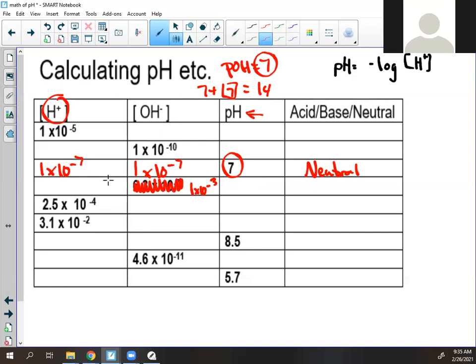All right. Hopefully you got 1 times 10 to the negative 11. Who had that? Raise your hands. Okay. And then hopefully you got an 11. Who had that? Raise your hands. And then hopefully you got this as a base. And we're off to the races.